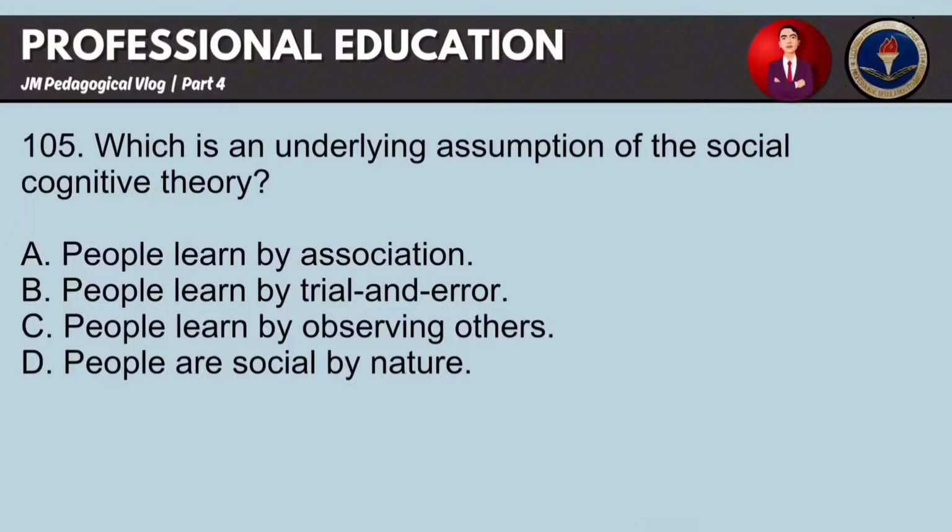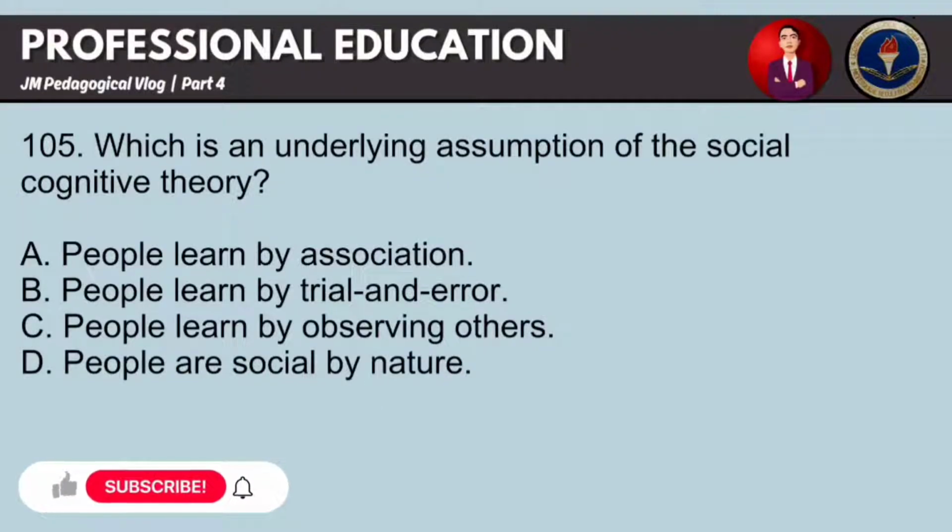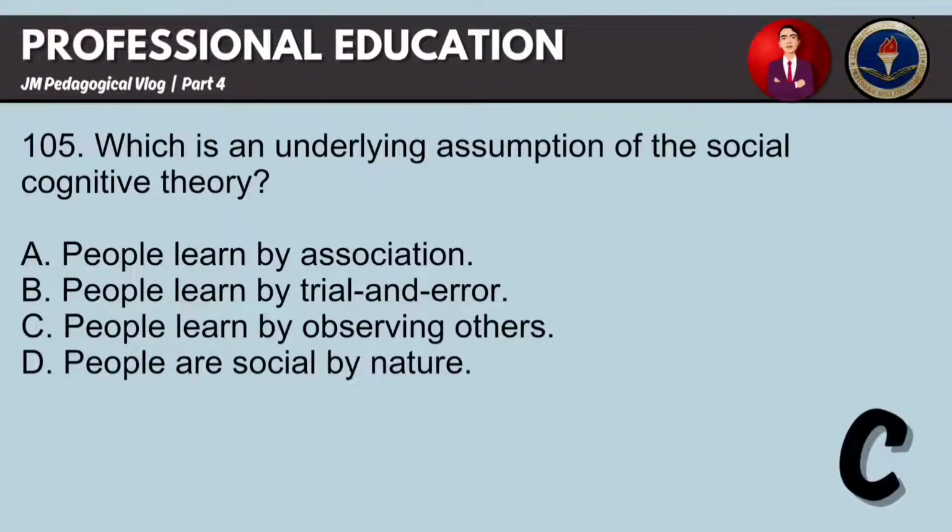Which is an underlying assumption of social cognitive theory? A. People learn by association. B. People learn by trial and error. C. People learn by observing others. D. People are social by nature. C. People learn by observing others.